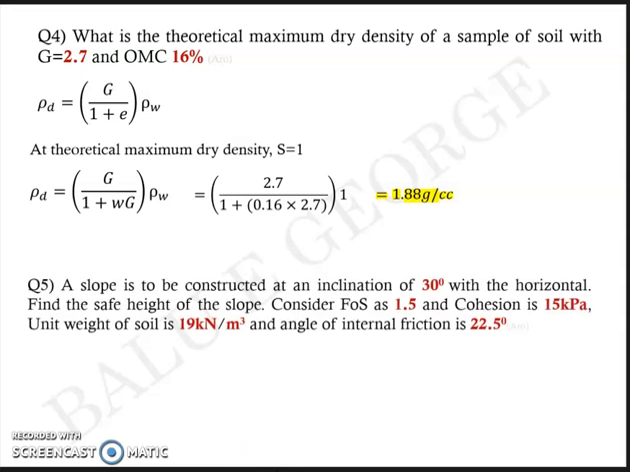You have a slope to be constructed at an inclination of 30 degrees with the horizontal. You're asked to find the safe height of the slope for a factor of safety of 1.5 and a soil whose cohesion is 15 kilopascal. Unit weight of the soil is given 19 kilonewton per meter cube, and the angle of internal friction is 22.5 degrees. So it's quite clear that the soil is a c-phi soil, and you are given the factor of safety 1.5 for the design, and the slope angle is given 30 degrees. So your question is to find the maximum height, the safe height at which a slope can be constructed.